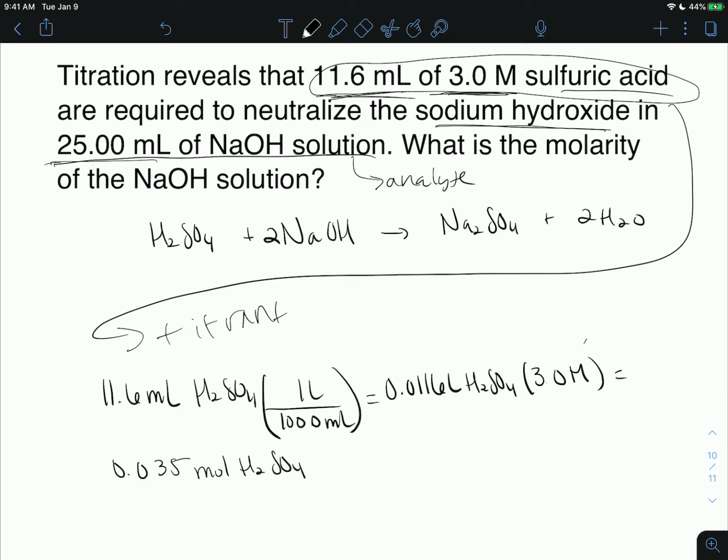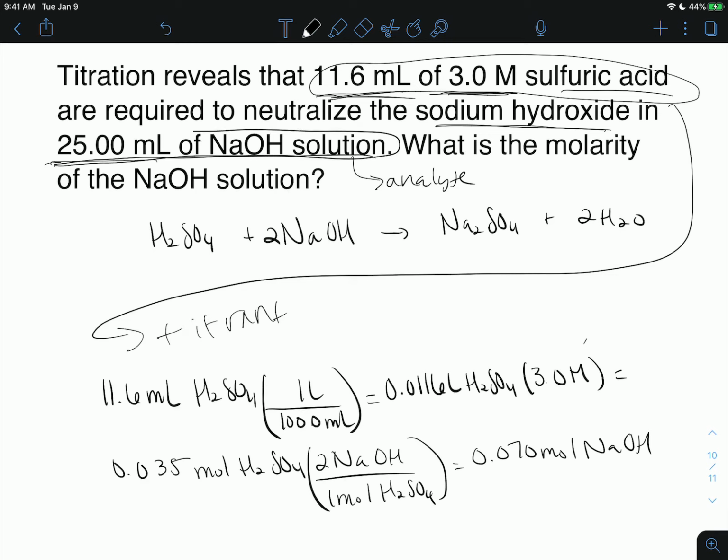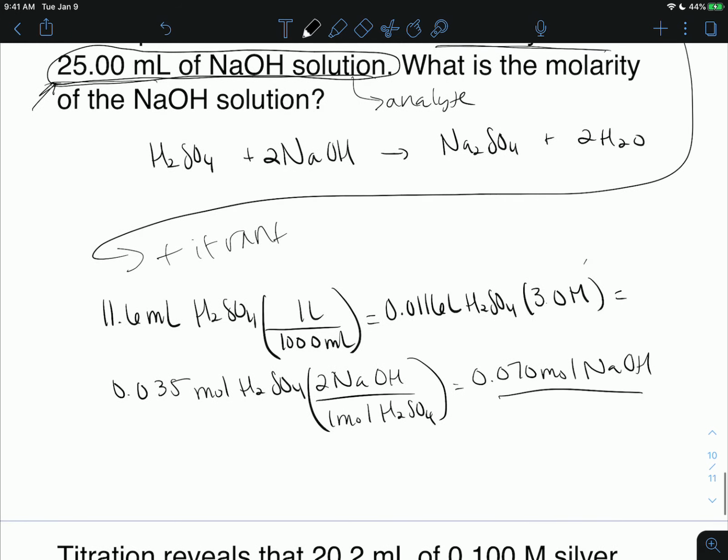And now we can use our balanced equation to go from moles of sulfuric acid into moles of our analyte. So for every 1 mole of sulfuric acid, we neutralize 2 moles of sodium hydroxide, giving us 0.070 moles of sodium hydroxide. Now, we have our moles of sodium hydroxide. We want concentration, so we're going to look back at our problem where it says we have 25.00 milliliters of sodium hydroxide. So this is our volume, this is our moles. We're just going to divide it out.